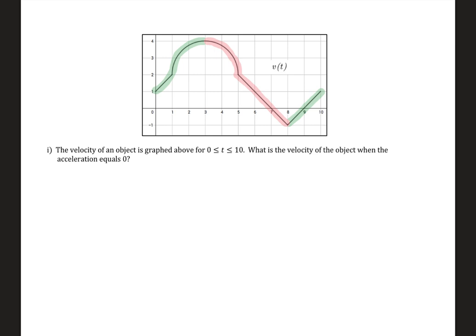Okay, so what's the velocity of the object when the acceleration is 0? Think about it. If this is when the acceleration is positive and this is when it's negative, that means right up here is when the acceleration is 0. That's because acceleration is the derivative of velocity, and you can see the derivative of velocity is 0 because it's a horizontal tangent.